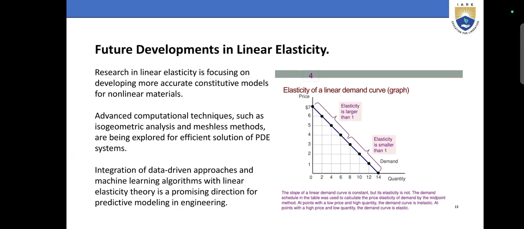Future development in linear elasticity. Research in linear elasticity is focusing on developing more accurate and consistent models for nonlinear materials. Advanced computational techniques such as isogeometric analysis and meshless methods are being explored for efficient solution of PDE systems. Integration of data-driven approaches with linear elasticity theory is a direction for predictive modeling in engineering.